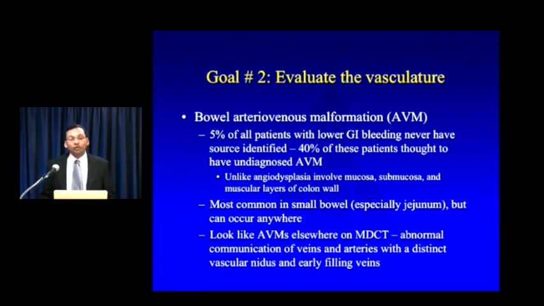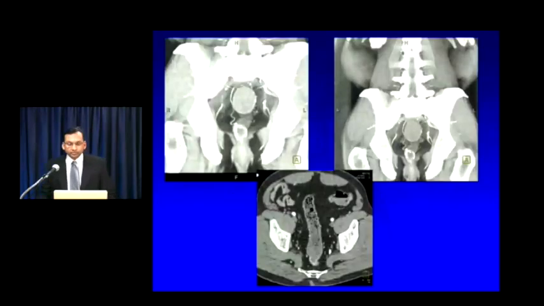But there's quite a bit of overlap in terms of the imaging appearance, and ultimately it doesn't matter. As a radiologist, provided that you can make it clear that there is some kind of a vascular anomaly occurring in the bowel, you're going to be able to give the interventional radiologist the information they need to target that abnormality. So here's an example.